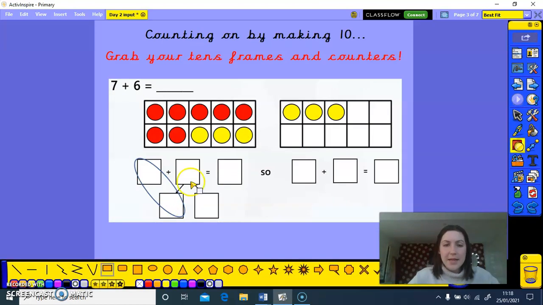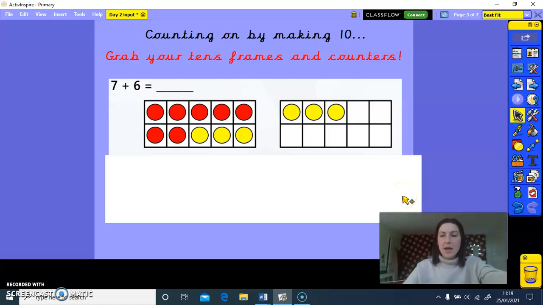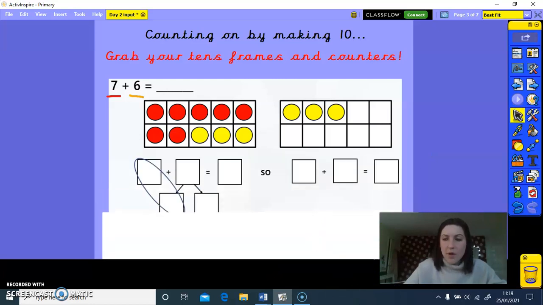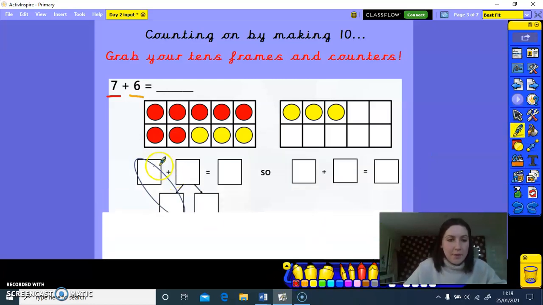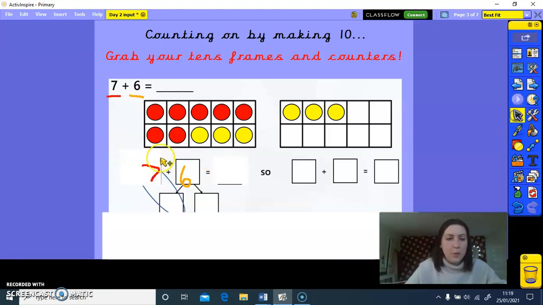Okay, so let's just hide this again to help us concentrate. So as you can see this time, I have got 7 add 6. 7 is represented by the red counters and the 6 is represented by the yellow. So if we were to fill this in, I would write here my 7, as that is my 7 counters. And then here I would write my 6, just like the number sentence up here. But now we are going to do a bit of the part whole model with our 6. I'm just going to move that a second so it doesn't confuse us.